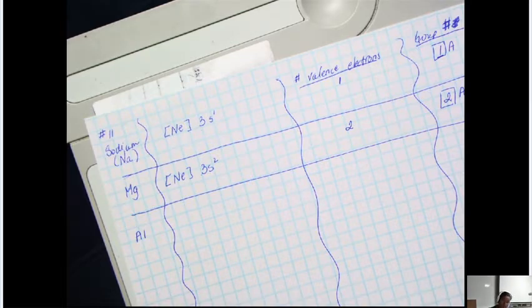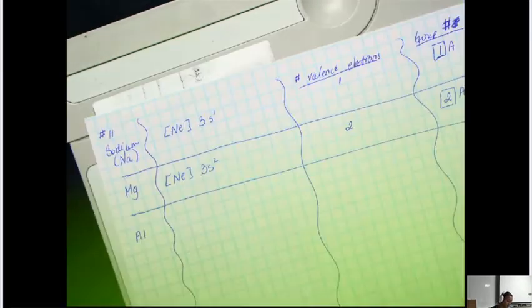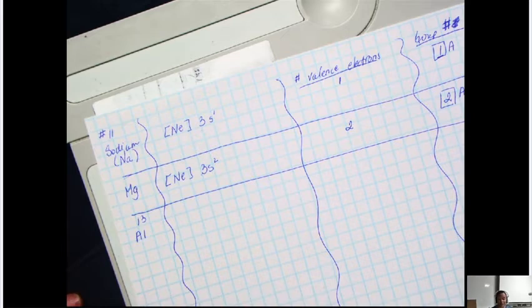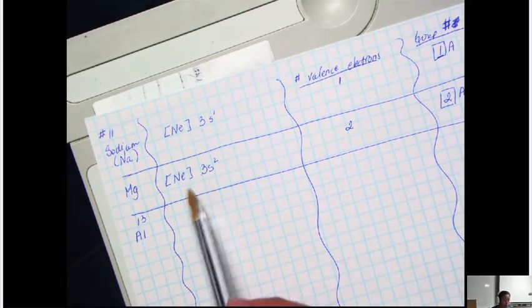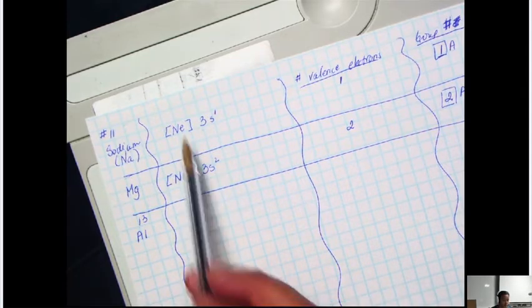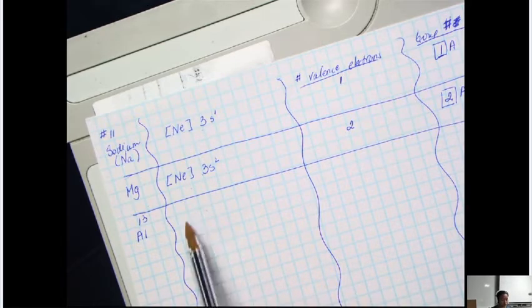So aluminum is atomic number 13. Good. All right, go ahead and write the electron configuration for that, your noble gas configuration for aluminum. I want the same type of configuration that you did here. So what do you start with? What is the noble gas that comes before aluminum?